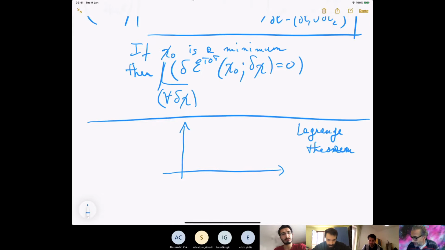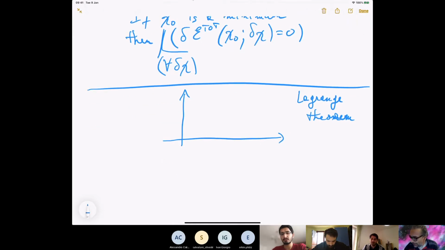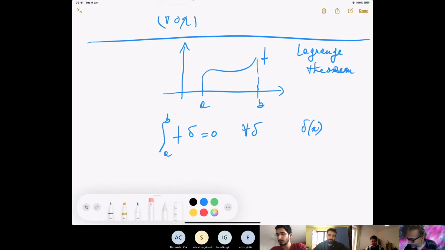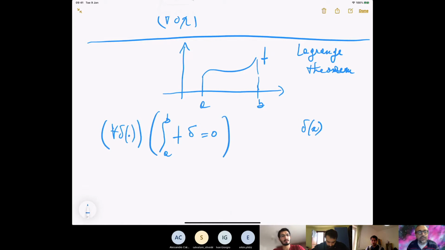There is a Lagrange theorem. This theorem tells you the following. I have a function defined in an interval. Let's call this function f. Then I know that the integral between a and b of f times delta, where delta is another function of x, is equal to zero for every delta. So let us assume that for every delta, function of x, this integral is equal to zero. And I want to know what happens to the function f.